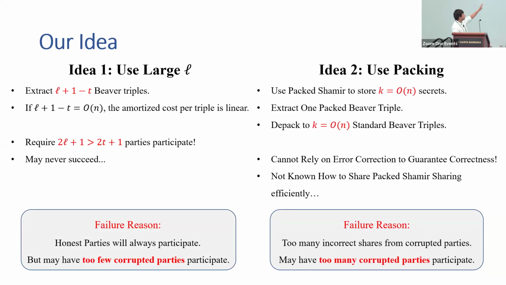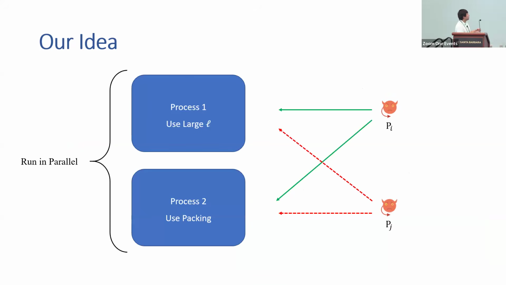But if you put these two processes together, process one fails because there are too few corrupted parties participating. Process two fails because there are too many corrupted parties participating. So our idea is essentially to nest these two processes together in such a way that the adversary can either participate in both processes or in none of the processes.